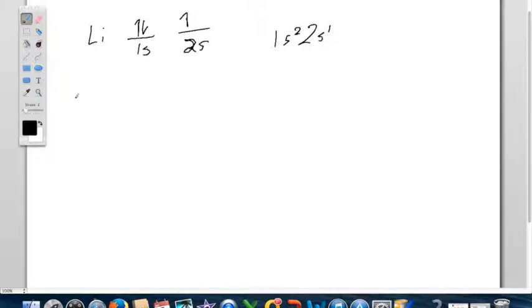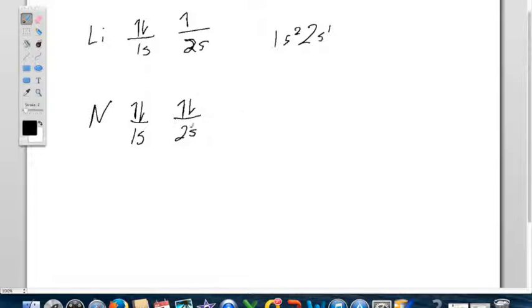Let's try one that is slightly larger. Let's go with nitrogen. Okay? So let's try the electron configuration for nitrogen. Nitrogen has 7 electrons. The first 2 electrons will go into the lowest energy shell and orbital, the 1s. The next 2 electrons will go into the 2s. Okay? So we have 4 electrons placed. We have 3 more.